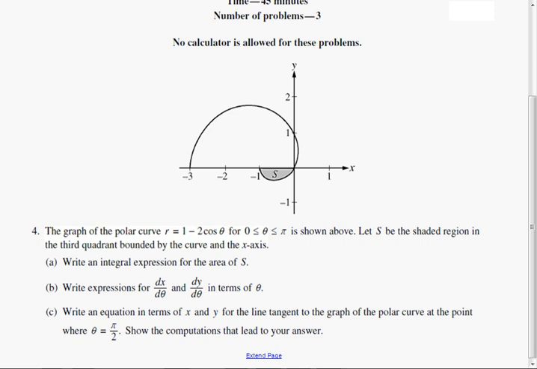40% of your exam is BC. You'll have an Euler. You'll have arc length. No, it's pronounced Euler. Yep.